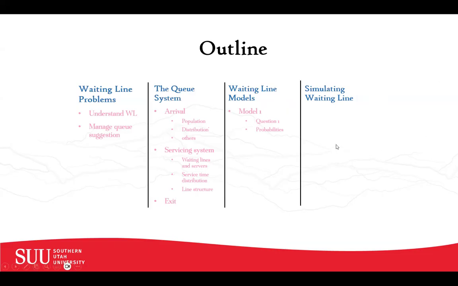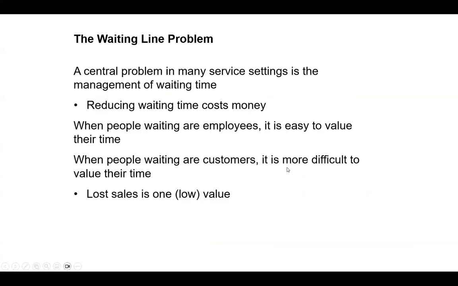So now let's talk about the first: what is the waiting line problem? What we really talk about in chapter 10 is waiting in process. Briefly speaking, the waiting line problem is a problem where we need to know how to manage the waiting time in many service settings as well as some manufacturing settings.